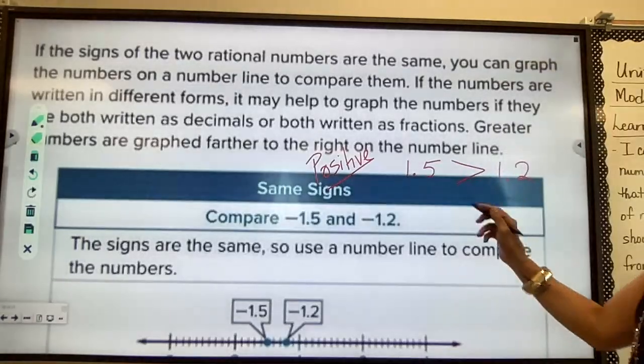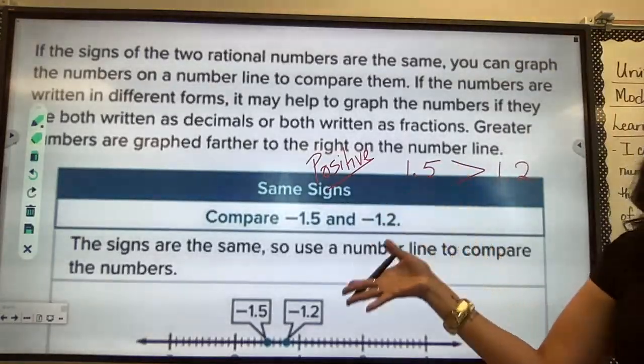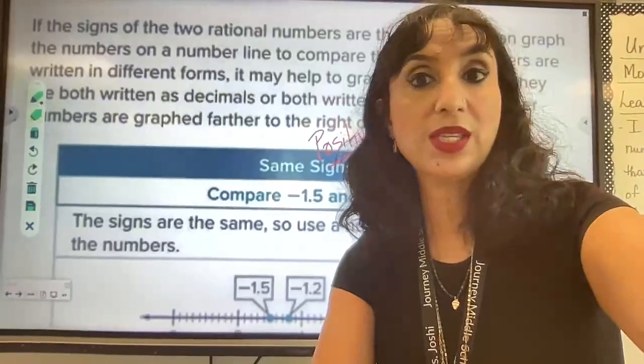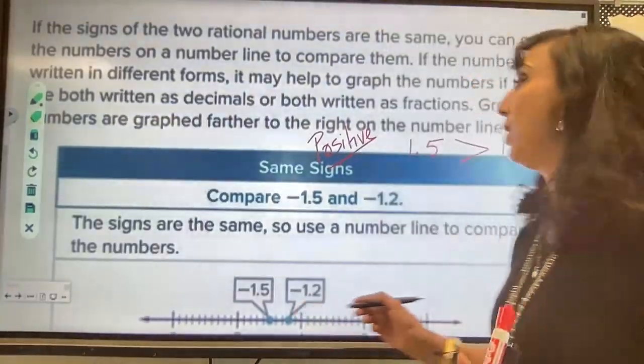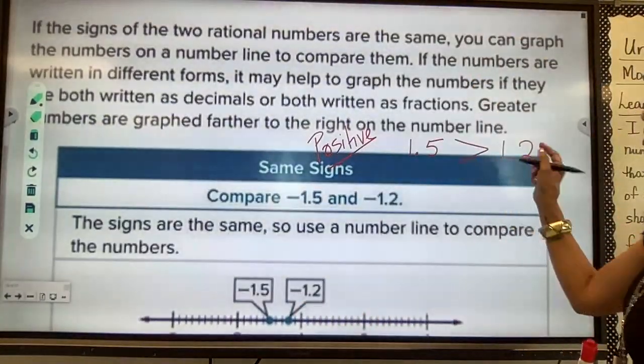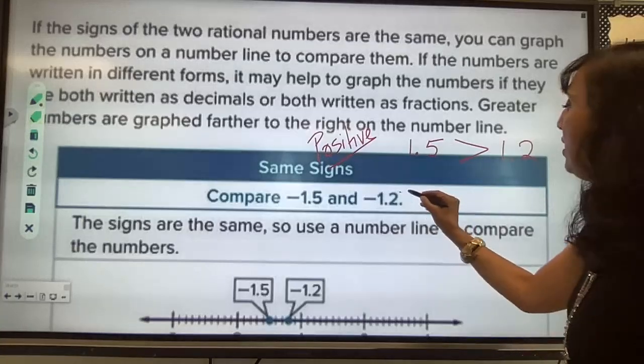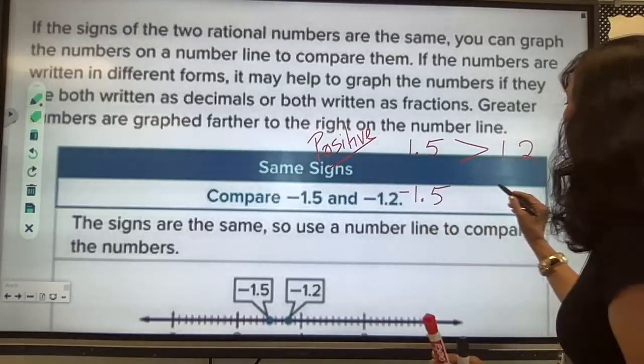Now, when the signs are both negative, what I would always do is start with positive and then do one thing. So in this format, 1 and 5/10 was greater. Then what happens if these are negative? Both of them are negative.